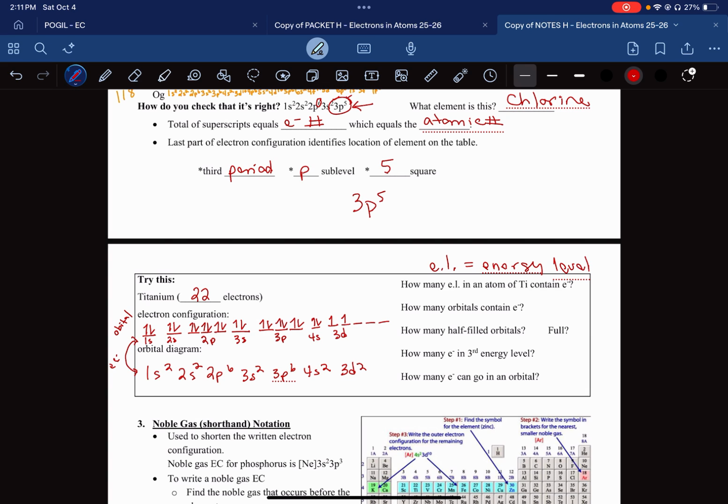So we would say that we're going to have up to 4 energy levels with electrons. All right, we have 4 energy levels because we go all the way up to that 4, even though it's ending in 3d. Okay, we do actually have 2 electrons in the fourth energy level. All right, how many orbitals contain electrons? If we counted up all of these, we would have 12 orbitals. That's like our singular lines. How many half-filled orbitals? We have 2 half-filled, and we have 10 full. And then how many electrons in the third energy level? We have 10. And how many electrons can go in an orbital? Just 2.